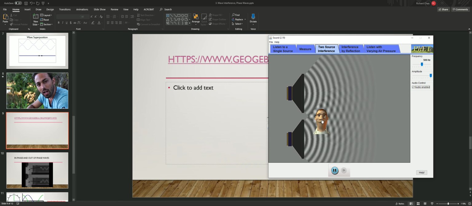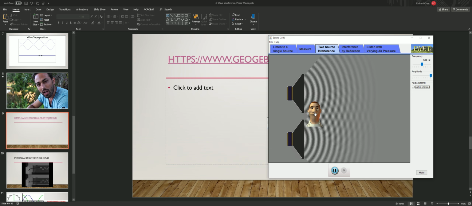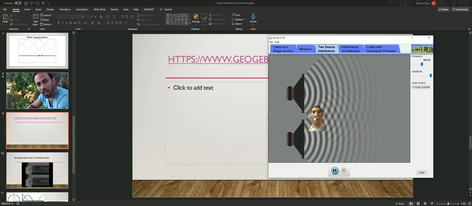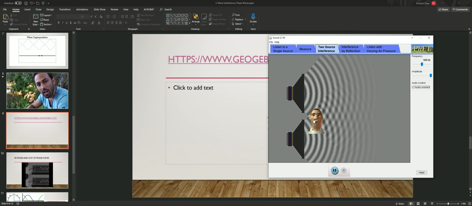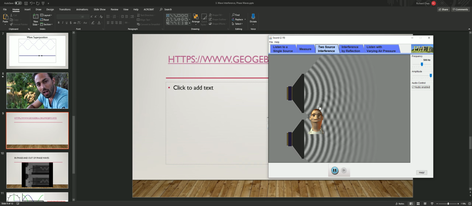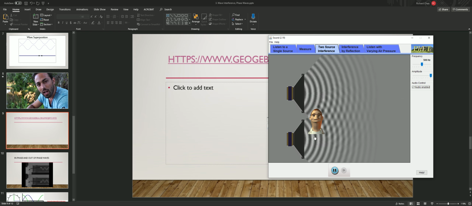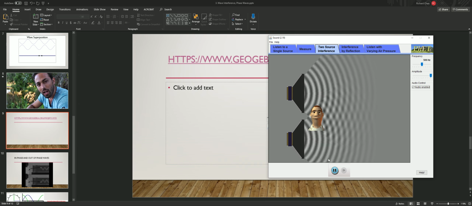So clearly I'm hearing something. And as I move myself into certain points, you see that the volume is decreasing. At certain points, if I move this person right here, you'll see the volume is lower, because the two sound waves are destructively interfering with each other at this point. And if I move this person somewhere else, now I can hear a greater volume.